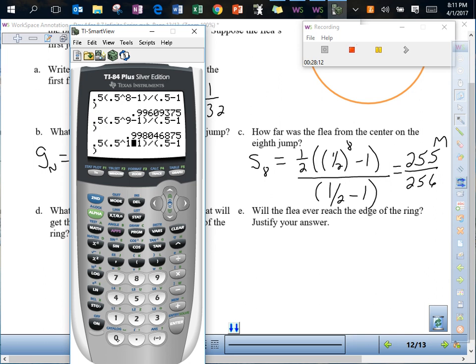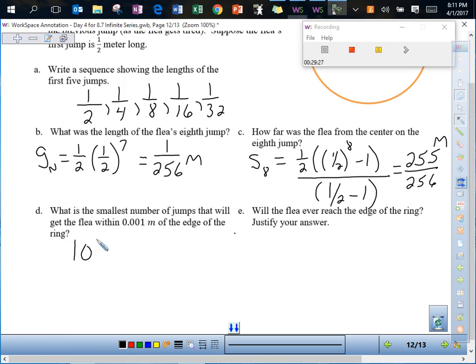So I'm going to go 10, and then I got to go minus 1, parenthesis, now I got to retype some things, divided by, parenthesis, 0.5 minus 1. So guys, boom, there's my 0.999 that I see. So on the 10th jump, he will be within 0.001 of a meter of getting out. I'm going to show you a calculator sequence here in just a heartbeat, though, for this. That's a little slicker than this.